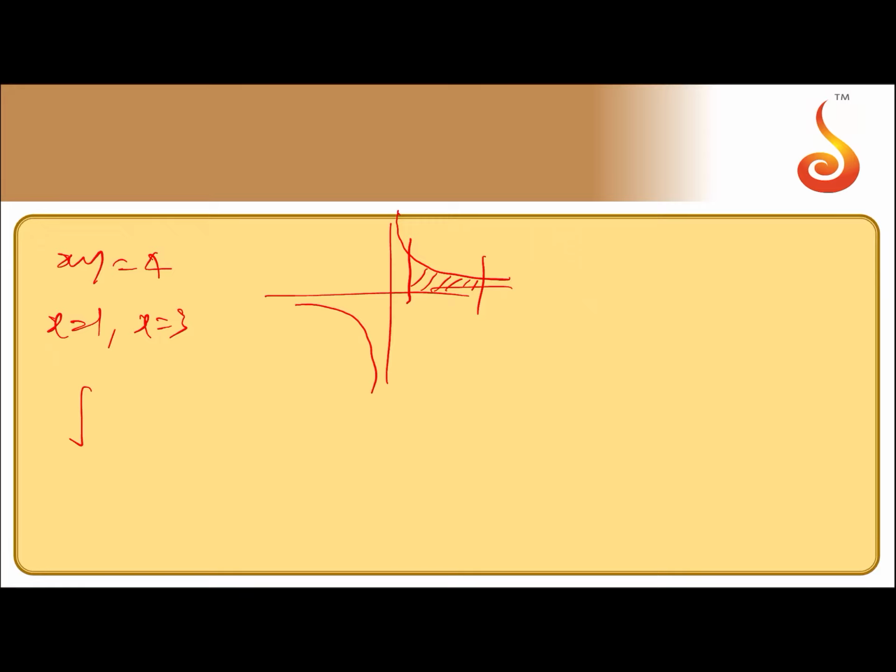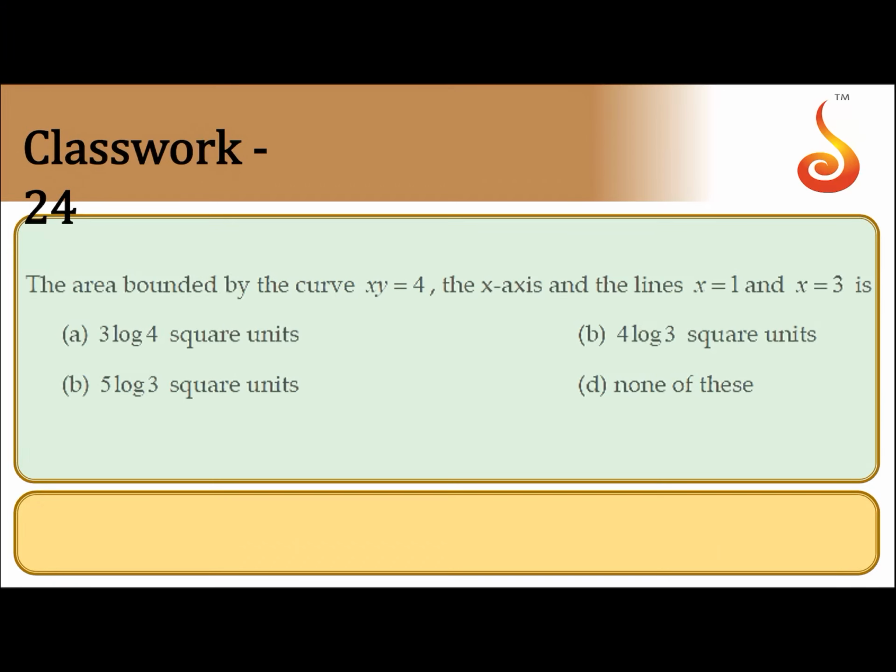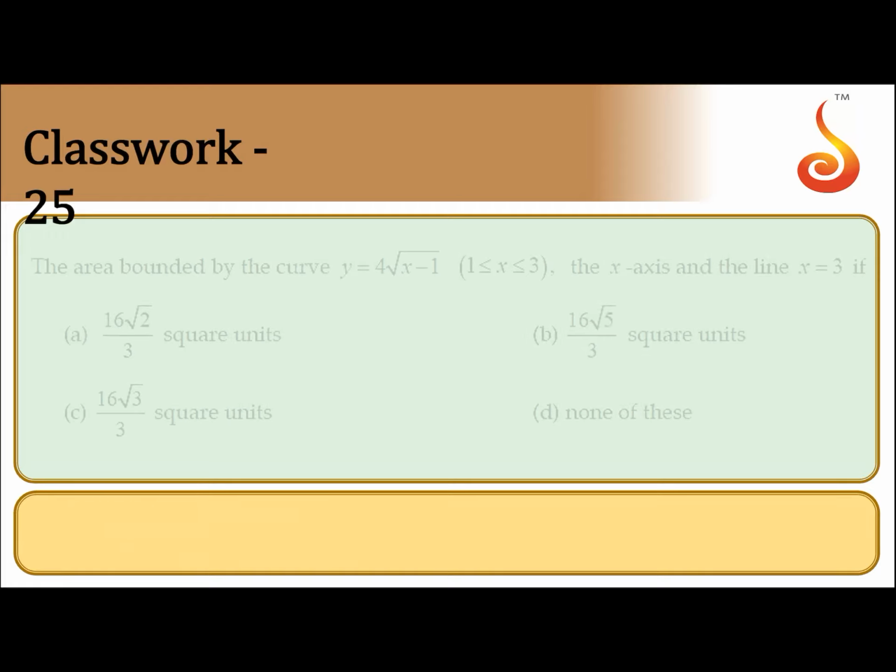So xy equals 4, x equals 1, and x equals 3. It is nothing but a hyperbola. One curve looks like this, another curve looks like this. From x equals 1 to x equals 3, the area under this one is the integral from 1 to 3 of y dx, where y equals 4 by x. That equals 4 times log x, with limits from 1 to 3. That is 4 times log 3, and log 1 is 0. So the answer is 4 log 3. It is the B option.